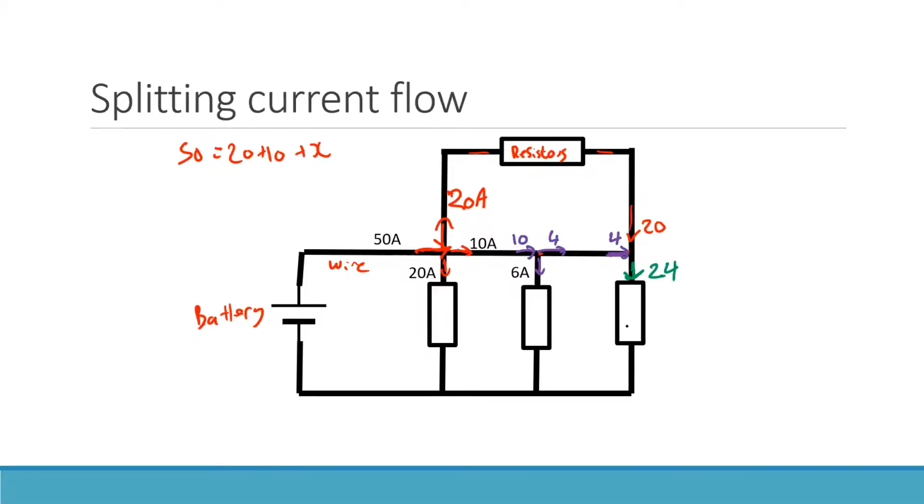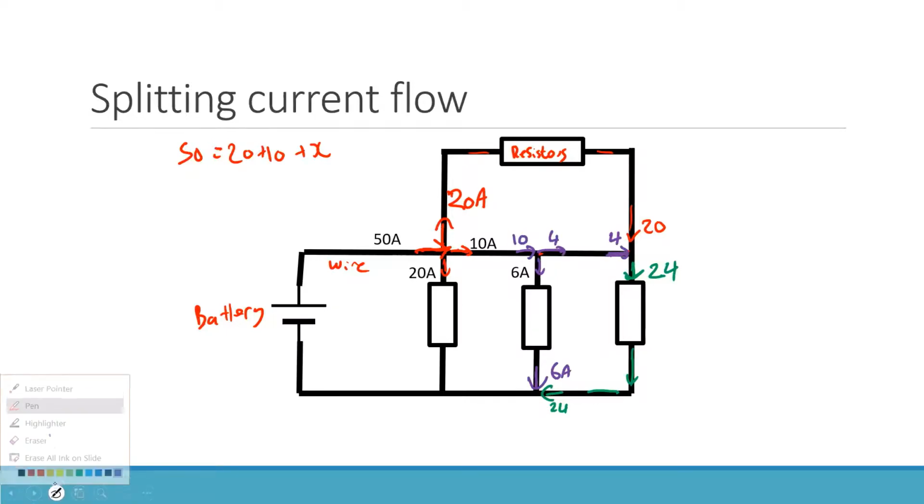24 amps comes out. Now this 24 amps is going to come down, going to come across until it hits here. And at this point, that 24 amps is going to come in contact with the 6 amps from the other side of the resistor. 24 plus 6 is going to give us, oh no, let me see. Yep, you're right. It's going to be 30. 24 plus 6 is going to give us 30.